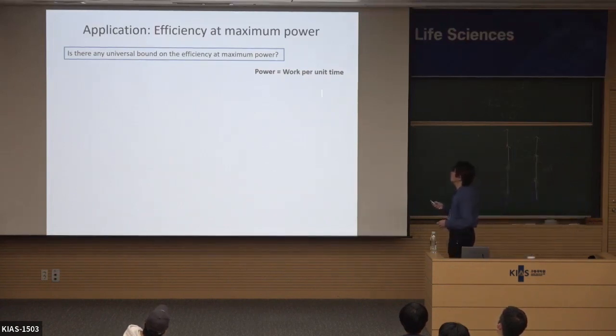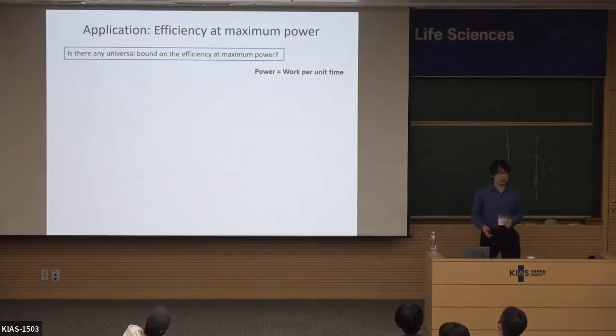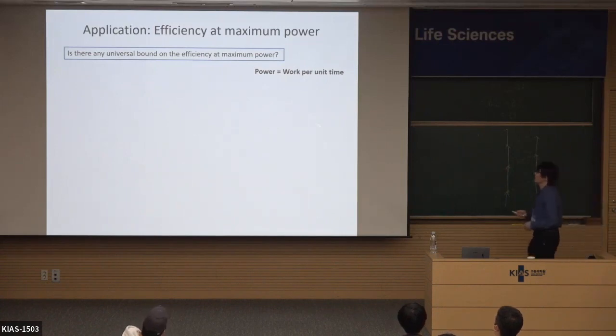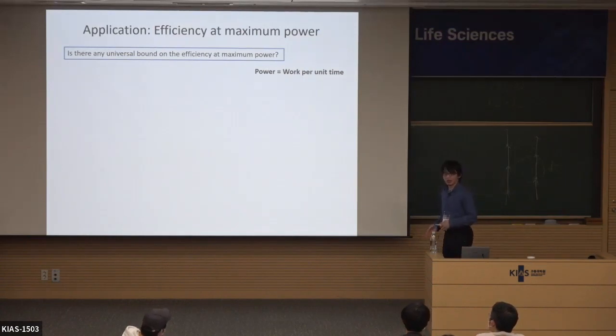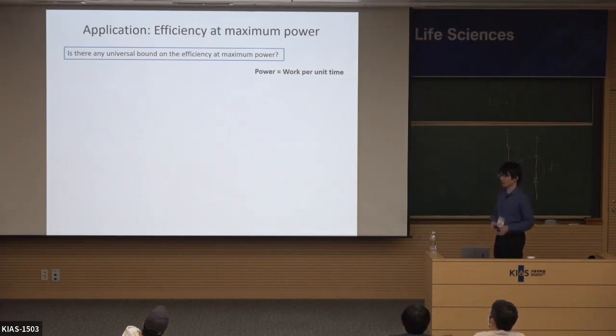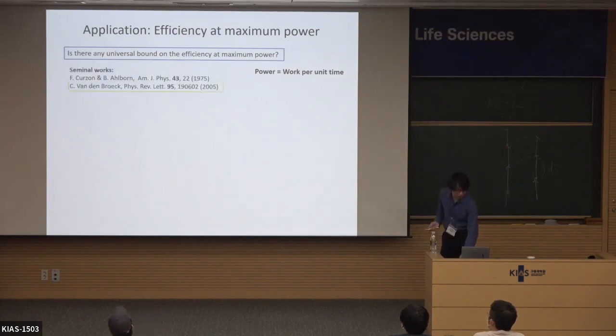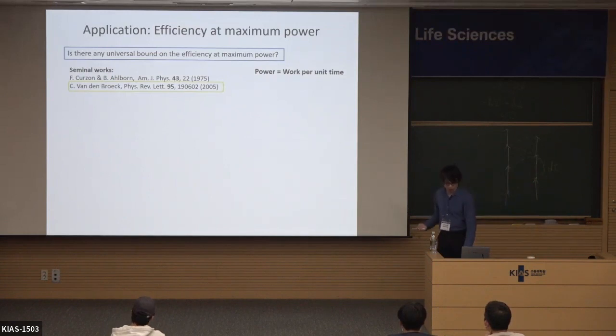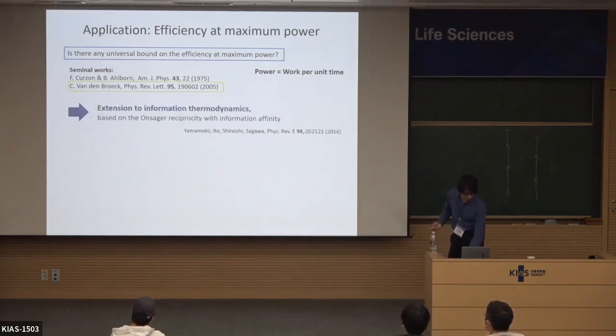So the maybe more practical setup is to maximize power. Power is the work per unit time. If the power is maximized, we have the maximum output from the heat engine. But of course, if power is finite, the operation time is also finite, then there should be some dissipation and the efficiency is not maximum. So the question is how to maximize the efficiency and the power at the same time. That is a conventional and long-standing question, and there are many works, and the thermodynamic uncertainty relation is also a very important result in this context. But a similar result is given by, for example, Curzon and Ahlborn in 1975.